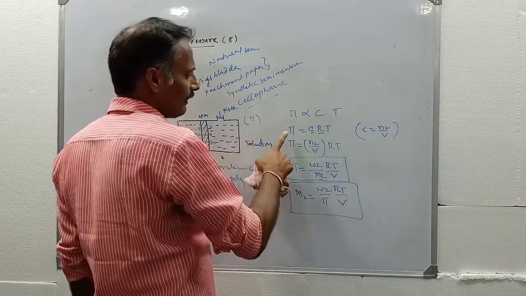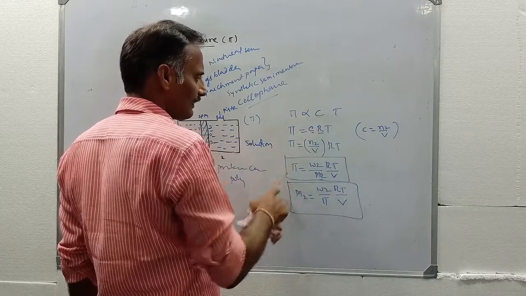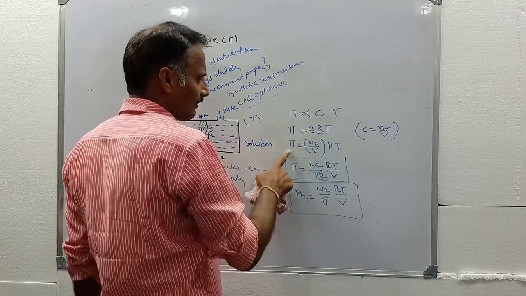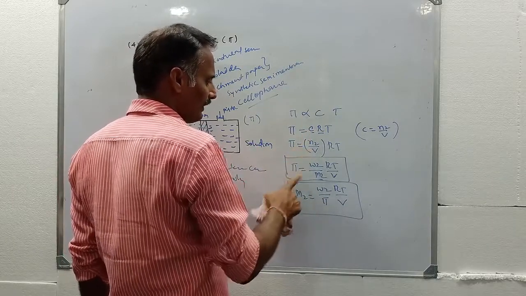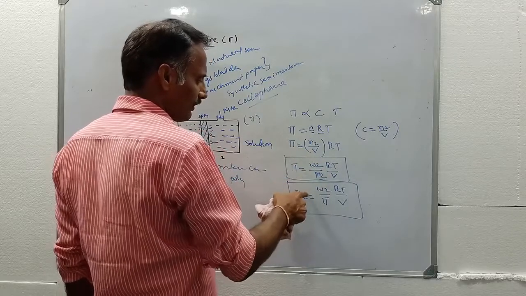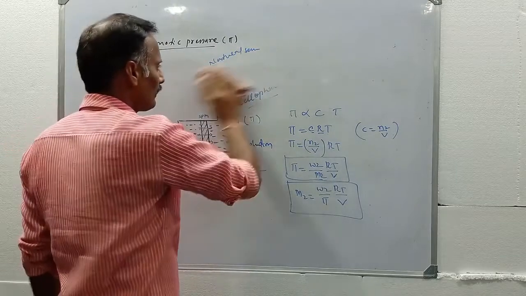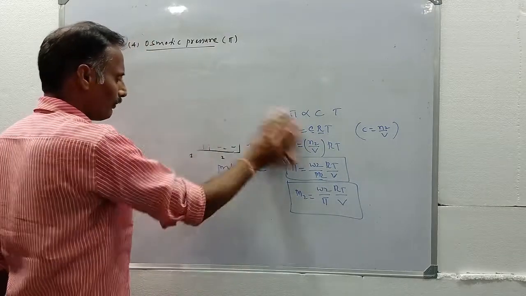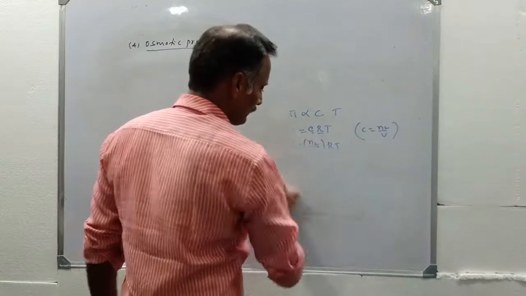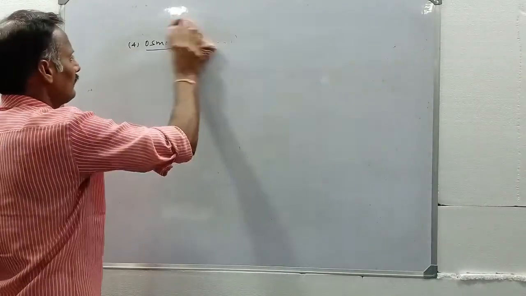Osmotic pressure is directly proportional to concentration as well as temperature. So pi equals C into R, where R is the proportionality constant called the gas constant, and C is the concentration. Here concentration is n2 by V, so pi equals W2 by M2 into RT by V. This expression is used to calculate the molecular mass of biomolecules like polymers, proteins and fats.